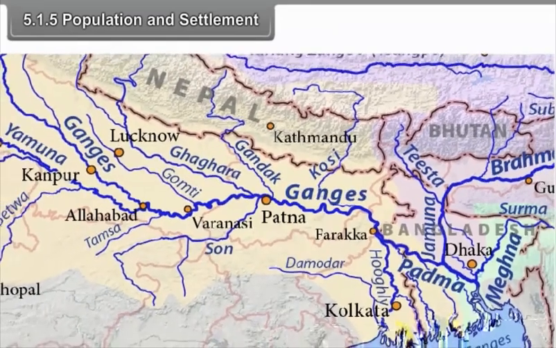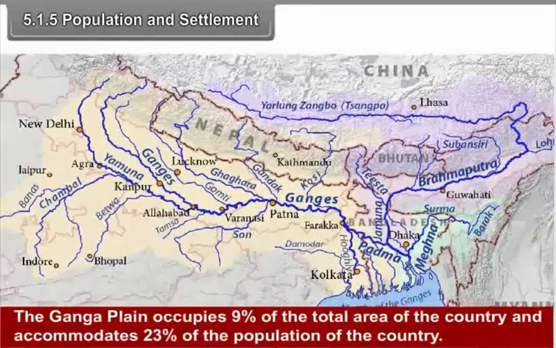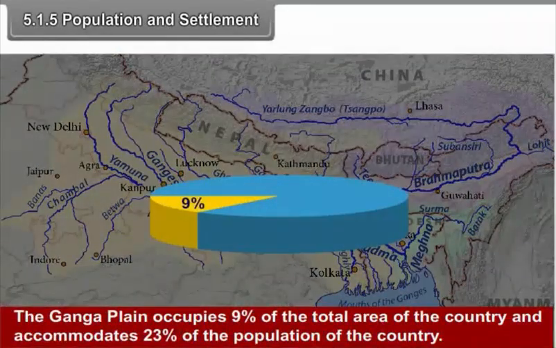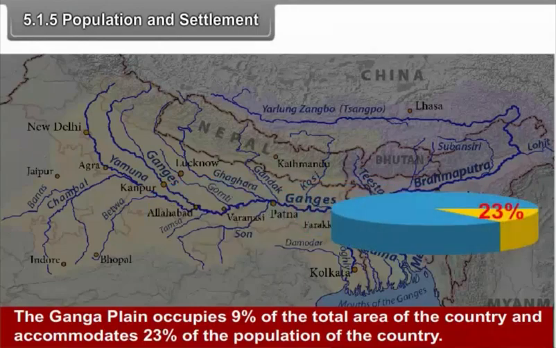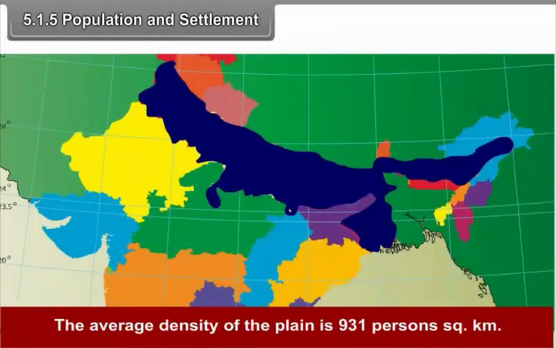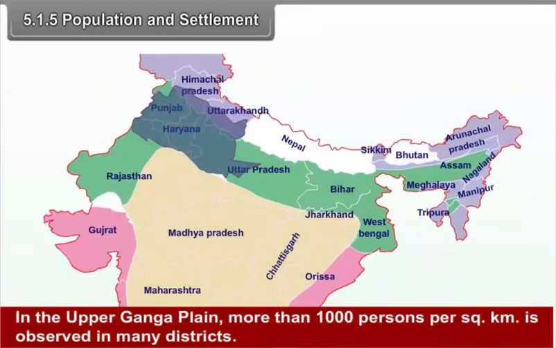5.1.5 Population and Settlement. The Ganga plain occupies 9% of the total area of the country and accommodates 23% of the population of the country. The average density of the plain is 931 persons per square kilometer. In the Upper Ganga plain, more than 1000 persons per square kilometer is observed in many districts.